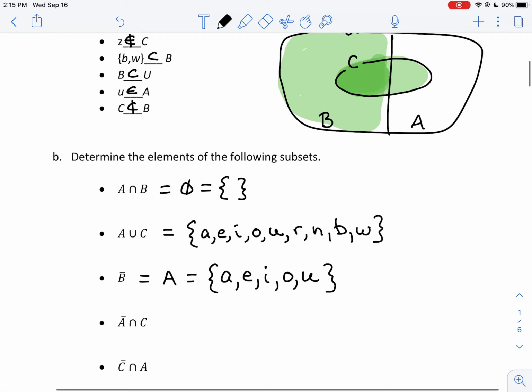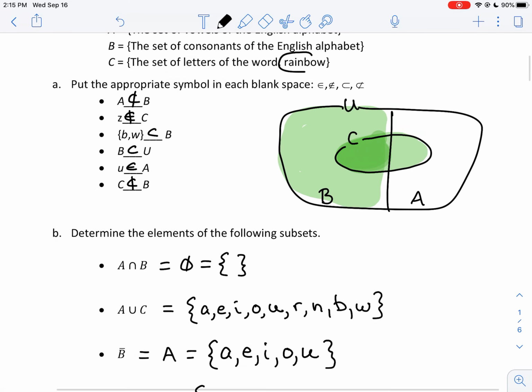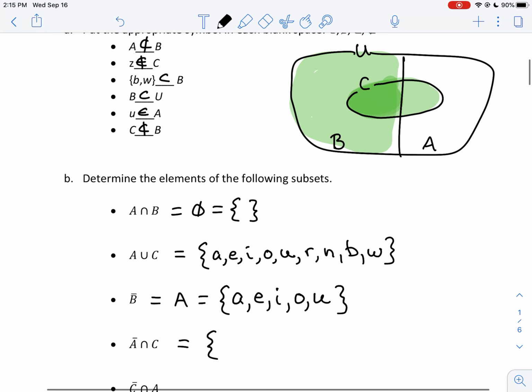So in this case, that's going to give us everything that's in C that's not a vowel. So looking at the letters of the word rainbow and just listing the ones that are not vowels: the R, N, B, W.